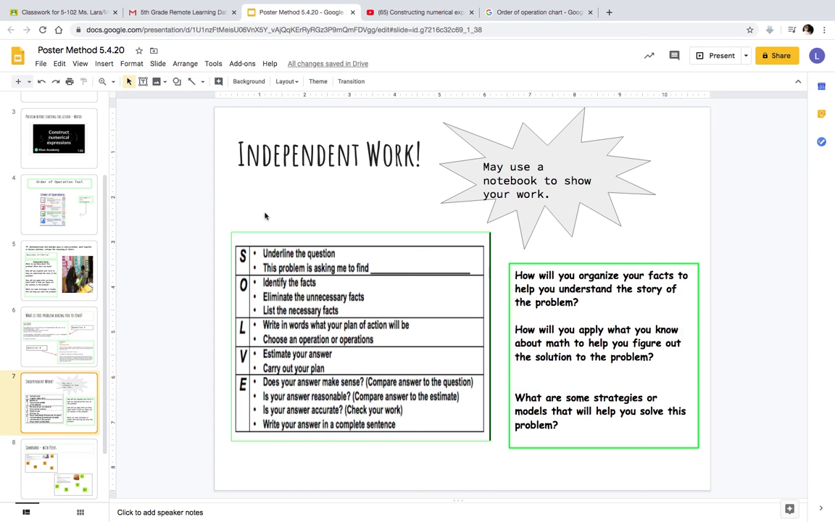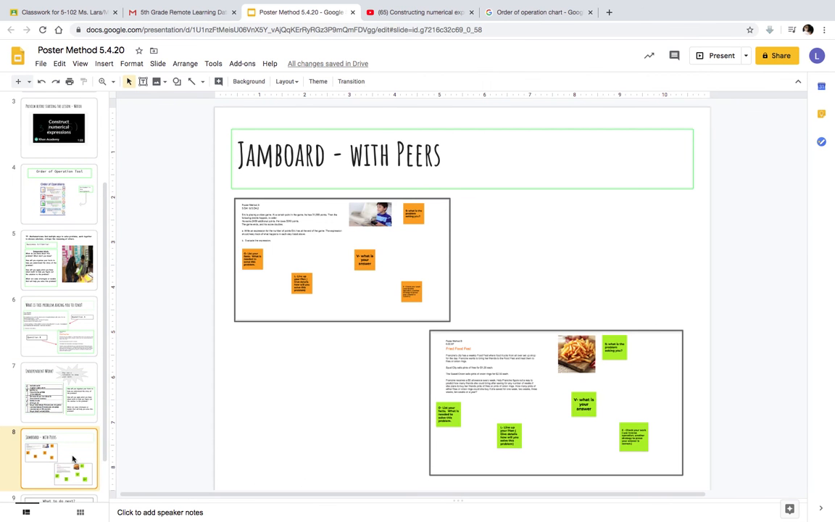Make sure you're working independently at first. Use your notebook to show your work. Here are the 3 steps that are going to help you be successful today. We're using SOLVE. So once you've completed the independent work, you're going to meet with your peers or teacher, depending on how your teacher has assigned the poster method. You will be working on a Jamboard with peers or your teachers.